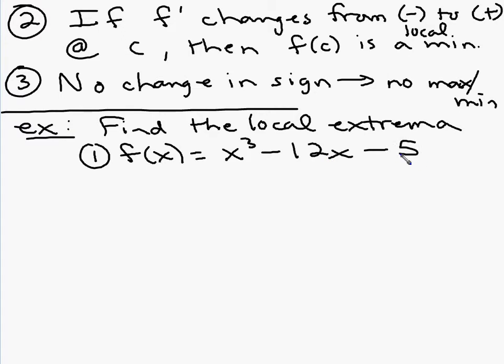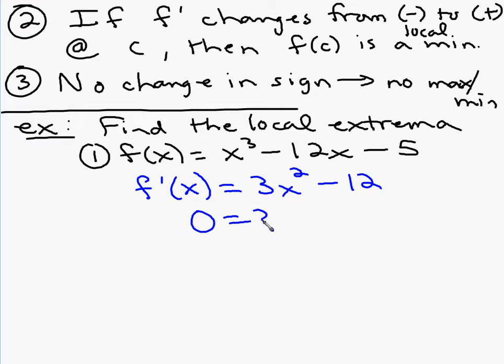Well, just like the last couple of days working with extrema, what do you think we need to do first? Find the derivative. You people are doing excellent. So this is an easy derivative. F prime of x is 3x squared minus 12. And just like before, we need to set it equal to 0. So we will set this equal to 0 and solve it. 3x squared minus 12. Add 12 to both sides. So 12 equals 3x squared.